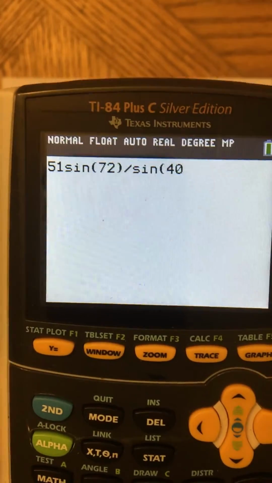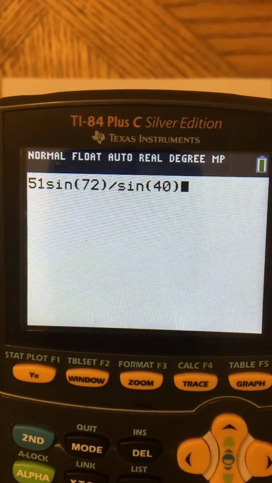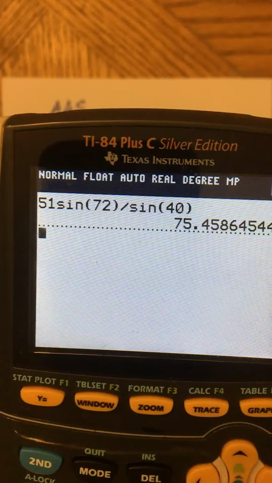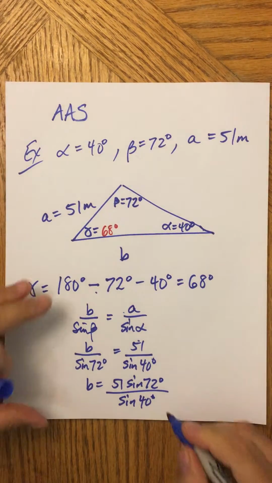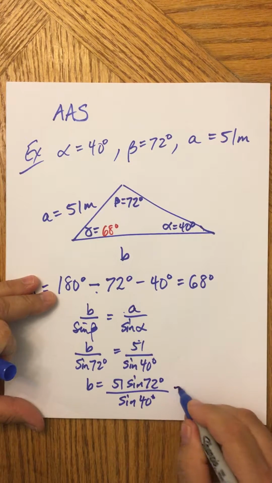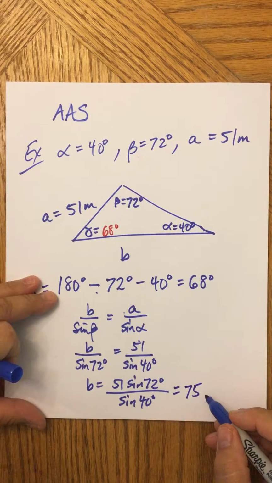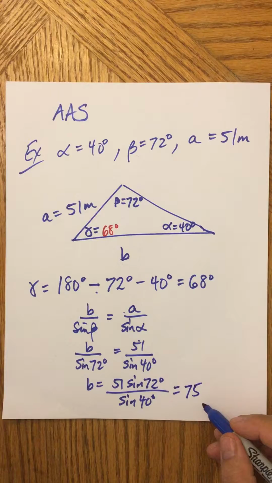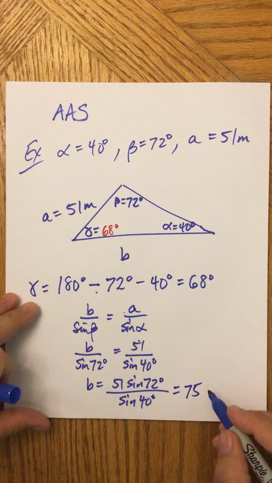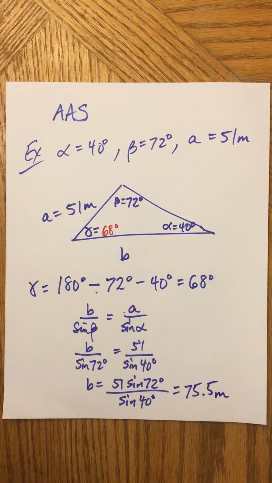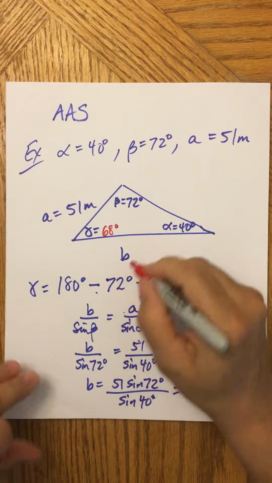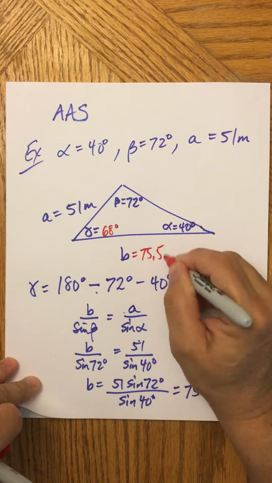Now here it doesn't matter whether I put that parentheses or not. I'll go ahead and put it, but so what I get is 75 point 5, oh, not degrees, I'm sorry, meters. That was a length. All right, now that I've got that, I can fill in that and say, oh, well, that's 75.5 meters.